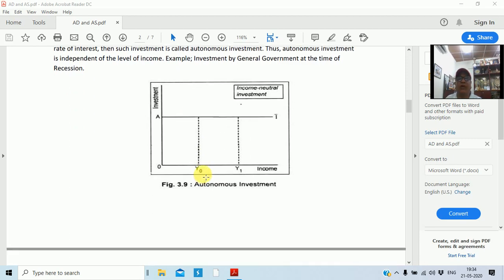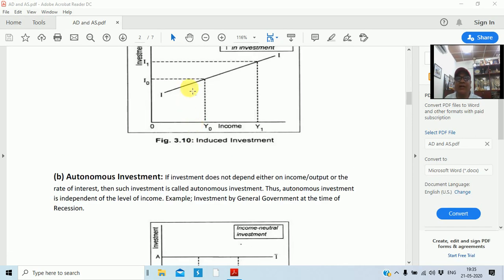Now if you show it in the form of a curve, what we are saying is that whatever the level of income, whether the income is Y0 or Y1, the investment remains constant. That is called autonomous investment. It does not depend upon income. So what is the slope of the autonomous investment curve? It is parallel to the x-axis, which indicates that whatever the level of income, the investment remains constant. Neither is it going to increase nor decrease. Why? It has nothing to do with income.